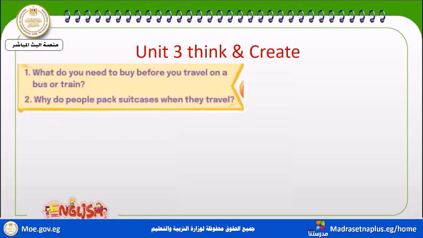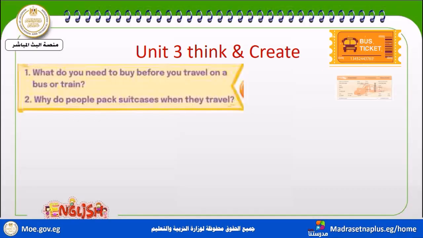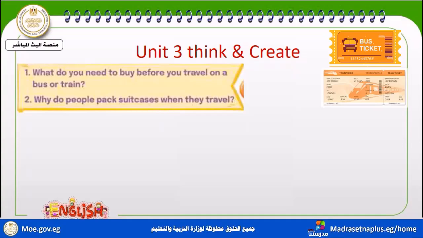So, if you are taking the bus to Cairo or the train to Cairo or Alexandria, there is something you must have or you must buy before you travel. If you don't buy this thing, you won't be able to travel. What is this thing? Yes, it's the ticket. It's the bus ticket or the train ticket. Without a bus or a train ticket, you won't be able to travel.